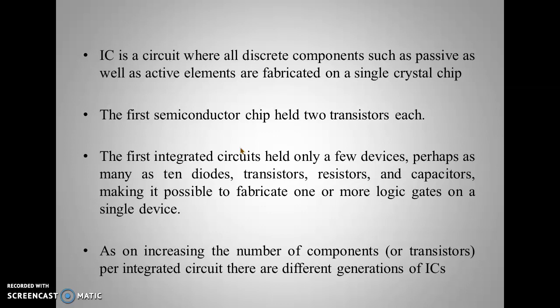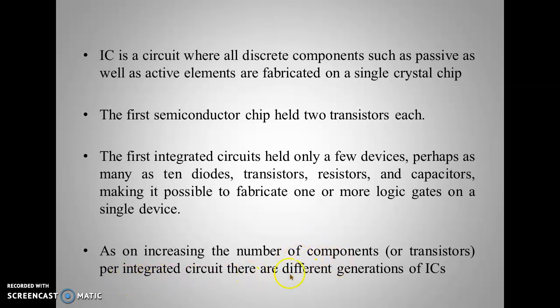So the first semiconductor chip was designed with the help of two transistors, and later as the number of operations increased, and as the complexity of the circuits increased, different types of components were implemented or integrated into a particular IC. So this depends upon the number of components increasing.